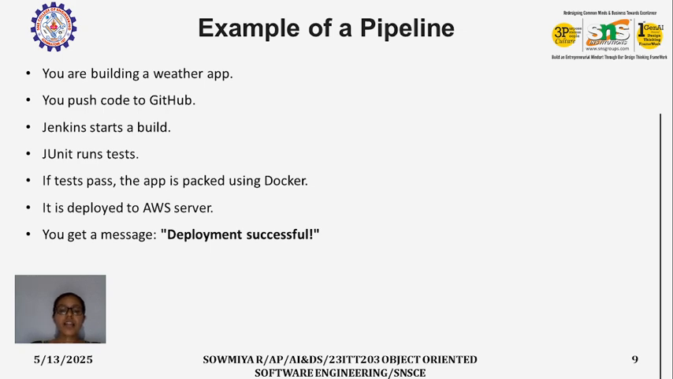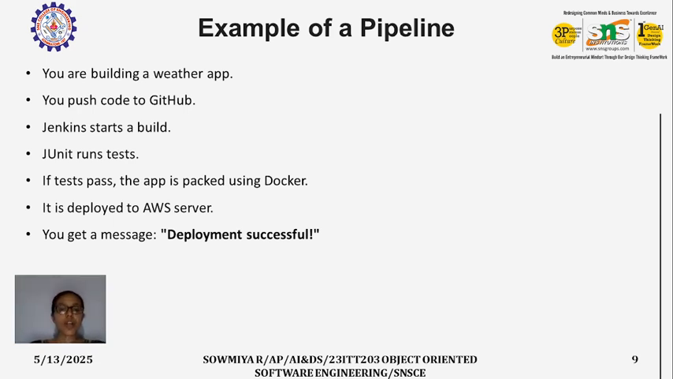Then real life example, weather application. Let's say you are building a weather application. You push code into GitHub. Jenkins starts the build automatically. JUnit runs the tests. If all tests pass, the application is packed using Docker. It's deployed to AWS cloud server. You get a message like deployment successful. Your application is live and you didn't have to manually upload anything.